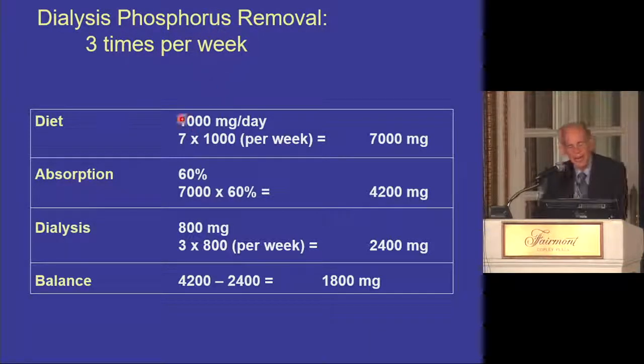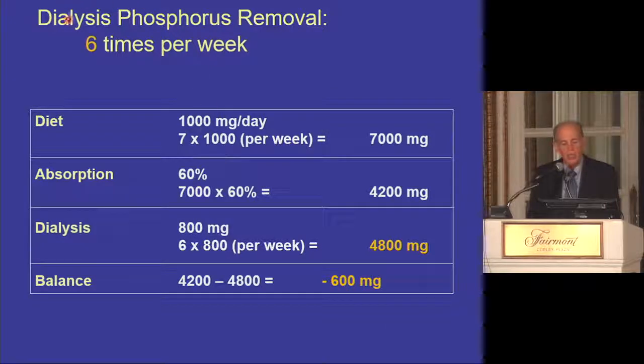Phosphorus removal on dialysis. In my diet, before I told you, it's 1,200 milligrams of phosphorus to make it easy. This is 1,000 milligrams in this patient's diet. They're taking in 7,000 a week. They absorb about 60% of it, so they absorb about 4,200. We remove in a typical 4-hour dialysis session about 800 milligrams of phosphorus. So over the course of the week, we're removing 2,400 milligrams of phosphorus a week with dialysis. Well, here's the problem. You're absorbing 4,200, you're removing 2,400, you have a surfeit of 1,800.